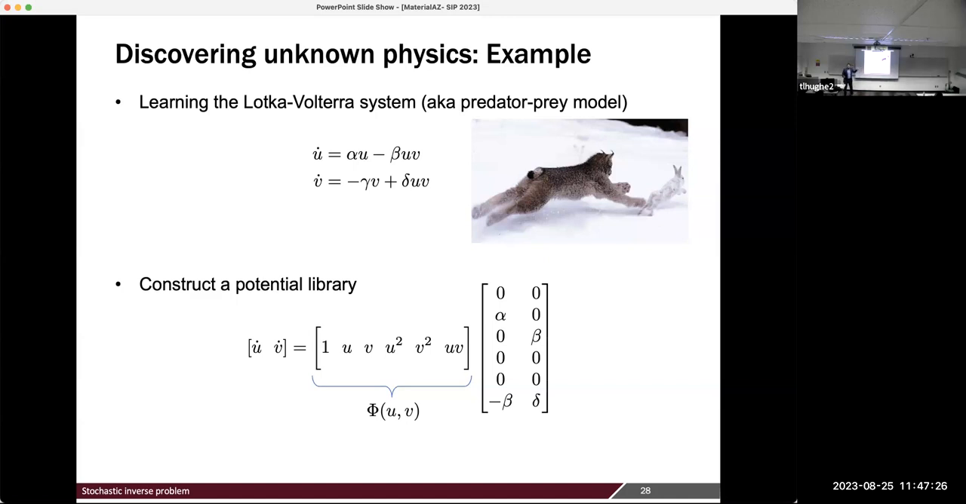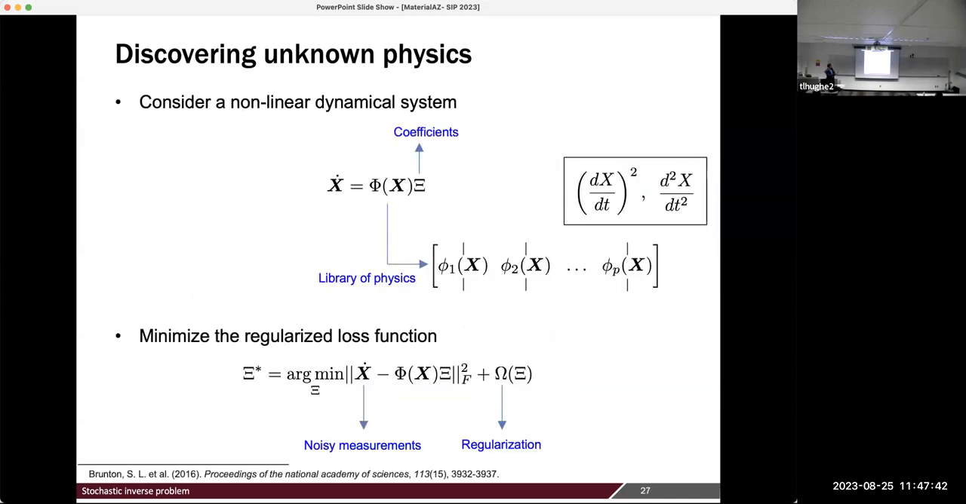But if I don't know the differential equation, I'm going to make all of them unknown. So when you don't know the physics, you basically construct a library of all possible physics, right? And so that's what we do here. And then we can use standard loss minimization techniques to figure out these coefficients, and that will give you the differential equation or the dynamical system. This was done for the first time in 2016 by Steve Brunton. And then there has been a lot of development.